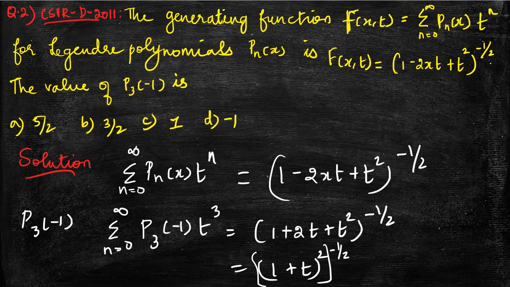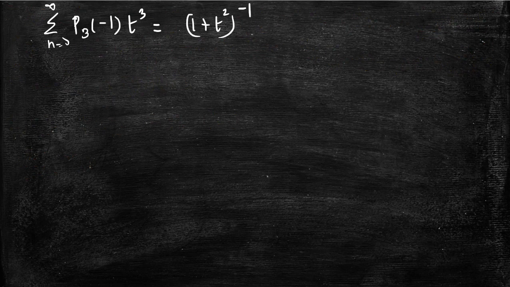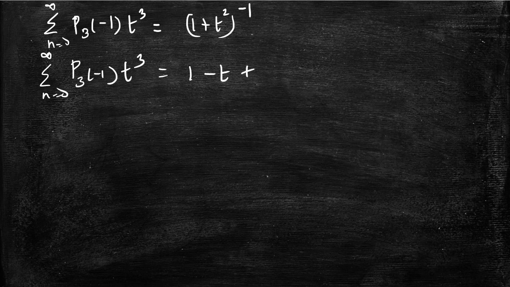power minus half. Okay, so I can say that summation n is equal to 0 to infinity P n of minus 1 t power n will be equal to (1 plus t) the whole power minus 1. The 2 and 2 will get cancelled and I'll get the whole power minus 1. So I can just expand using the binomial expansion. So on expanding this, I get 1 minus t plus t square minus t cube plus t power 4 and so on.